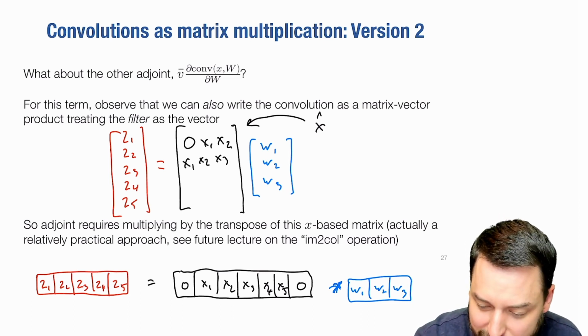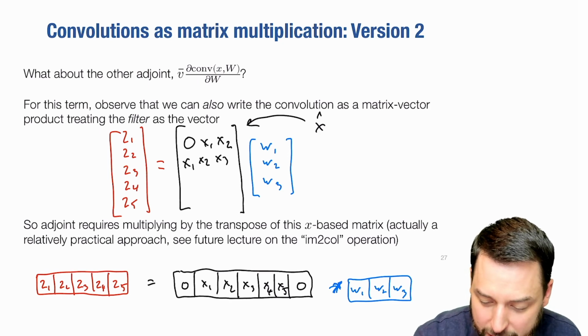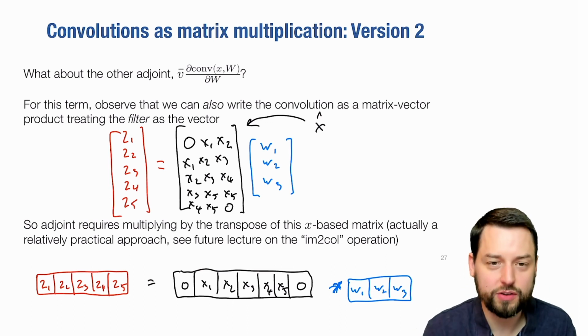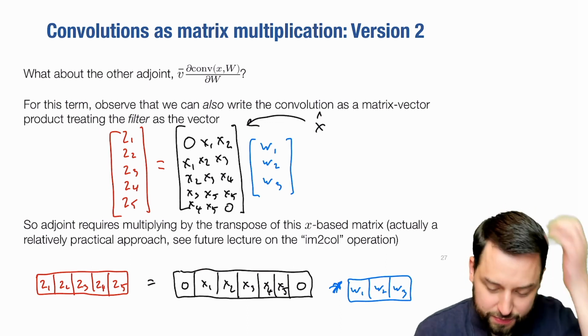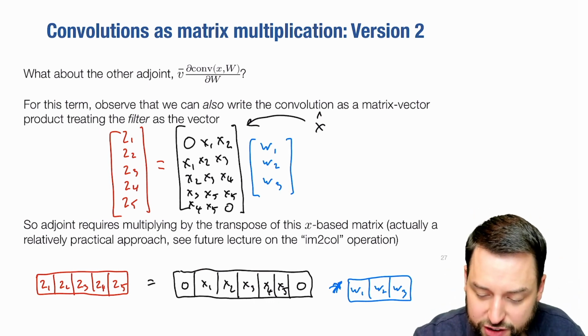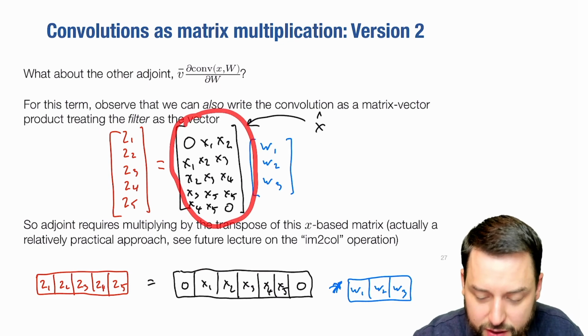I maybe didn't give myself quite enough space here, but in the next row, we would have X2, X3, X4, then X3, X4, X5, and X4, X5, and 0. And you can sort of just validate that this is, in fact, the right matrix. Okay.